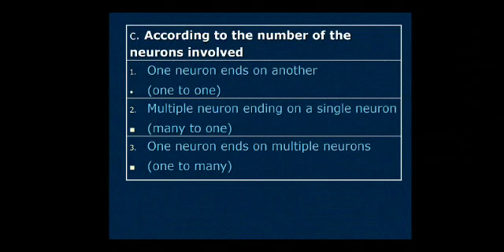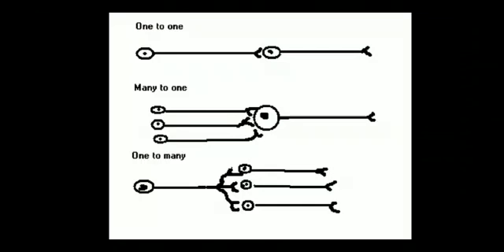And this is another classification, according to the number of neurons involved. One to one, that is one neuron forms only one synapse with another. Multiple neurons ending on a single neuron is many to one, and one neuron may form synapses with multiple neurons, it's called one to many. And this diagram is showing the classification of synapses based on the number of neurons involved. Okay, so we'll go to the next slide.